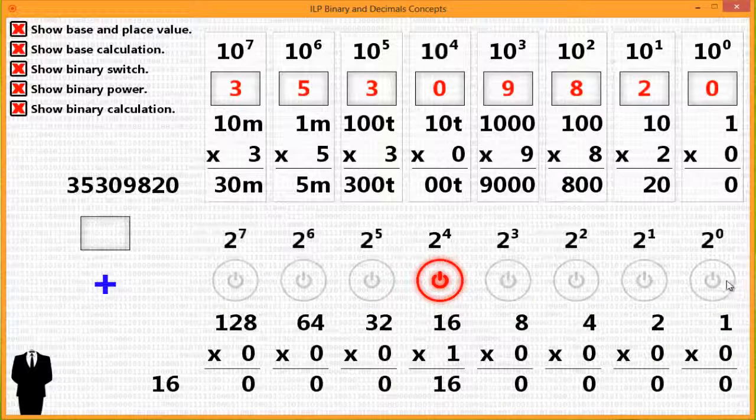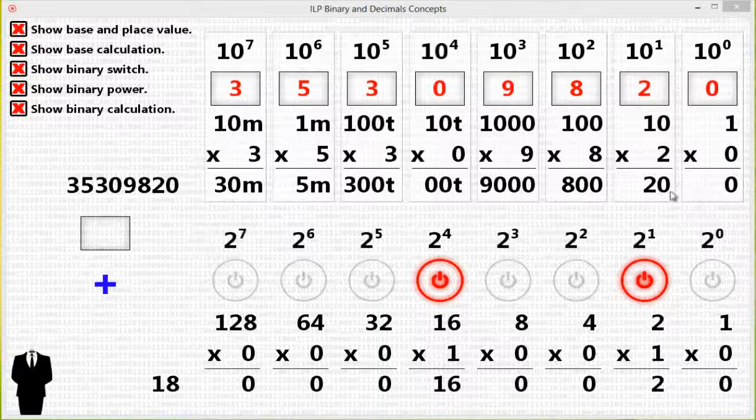If you turn it off, off means 0. So 1 times 0 is 0. 2 to the 1st power is 2 times 0, which is 0. And if we turn on 2 to the 1st power, it's 2 times 1, which is 2. Because a binary system has only 2 symbols, 0 and 1.